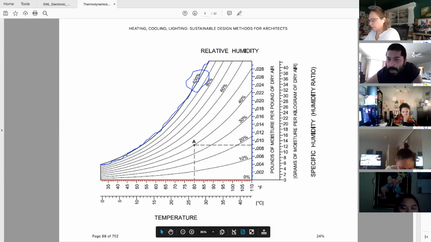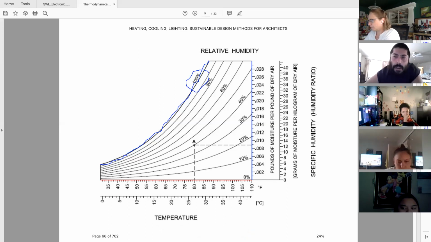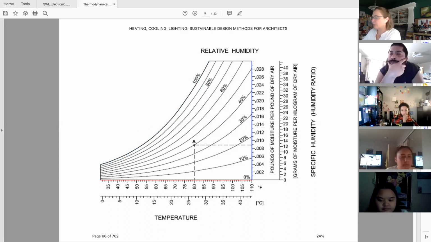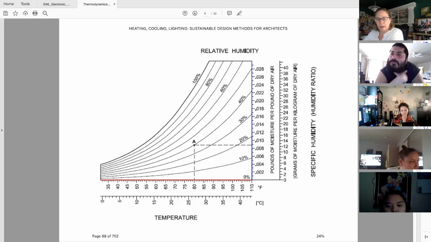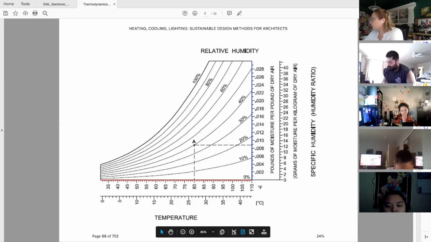This is a little off topic, but will it always rain at 100% relative humidity? No, it will not. And that's not off topic. Good question. Yeah, it's a very good question. No, you can have 100% humidity without it raining. Rain is more of a weather factor than a temperature and moisture factor. Okay, so that's half of the chart.